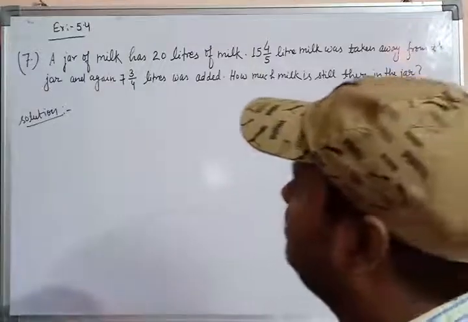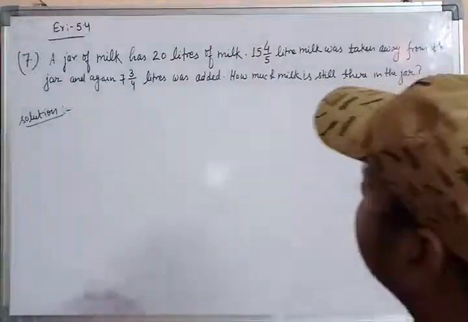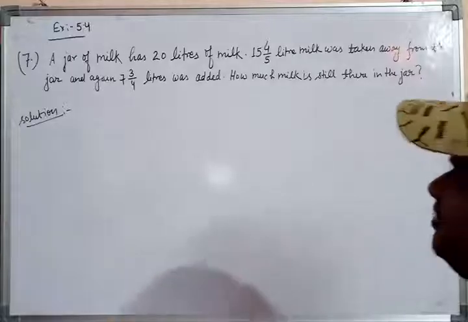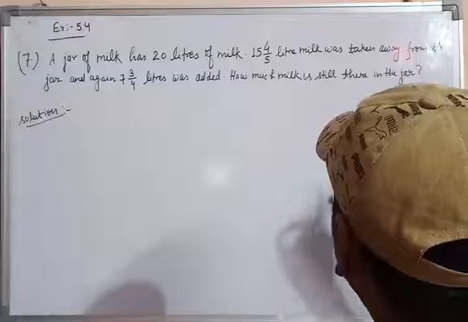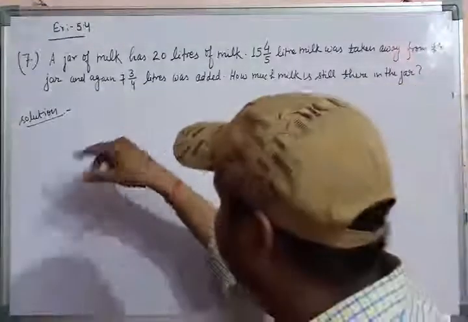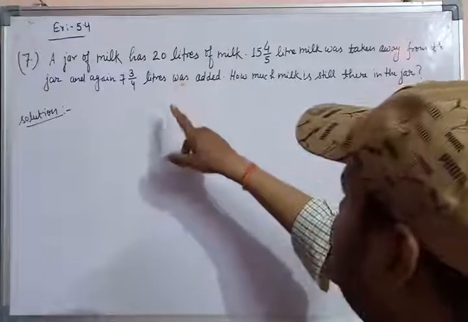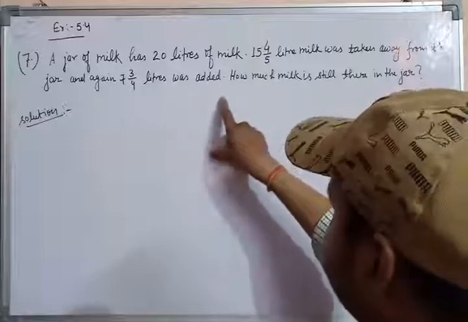Question number 7: a jar of milk has 20 liters of milk. In this jar there are 20 liters of milk, and 4/5 liter of milk was taken away from the jar, and again 3/4 liter was added.